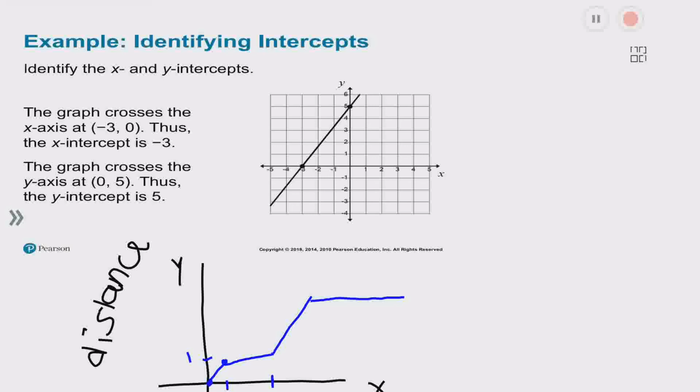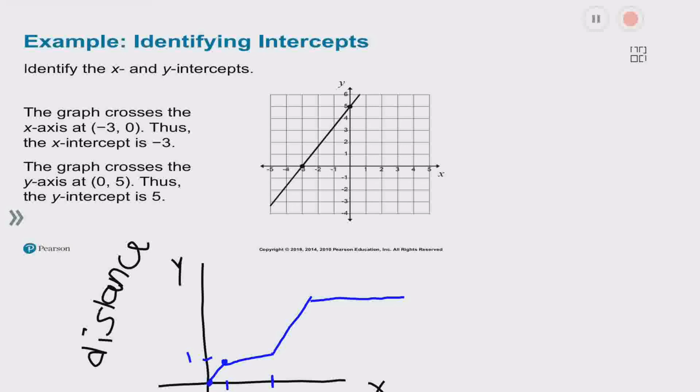Okay, so here is a graph. All we're doing is identifying the x and y intercepts. So we just look and see where it crosses the x-axis, where it crosses the y-axis. On the x-axis, it's at -3, 0. So the x-intercept is -3. And then the y-axis, the up and down, the vertical axis, it crosses at 5. So 0, 5 is the coordinate. Okay. That is it for these notes because it's just a review.